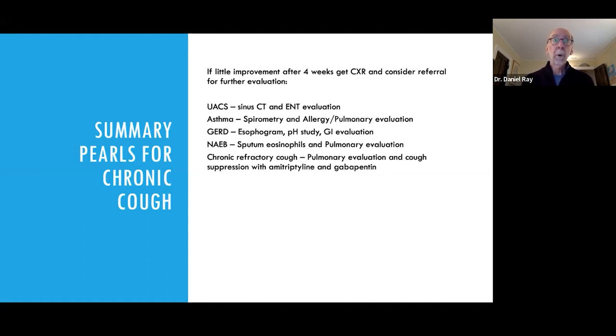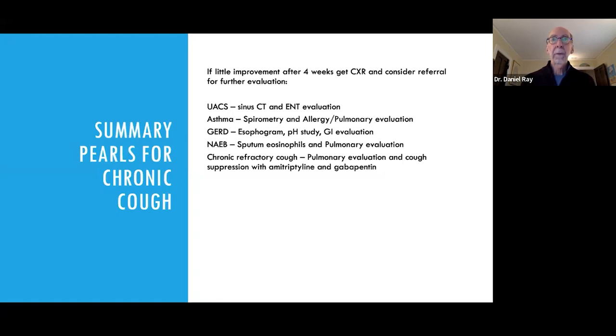So while we're waiting on the ENT evaluation of upper airway cough syndrome, we might get a sinus x-ray or a sinus CT. While we're waiting on the pulmonary evaluation, we could do a spirometry or a pulmonary function test. While we're waiting on the GI referral, we could do an esophagram, looking for evidence of GE reflux. And then if you have a pathologist that will look at a wet mount sputum for eosinophils, then certainly do that.